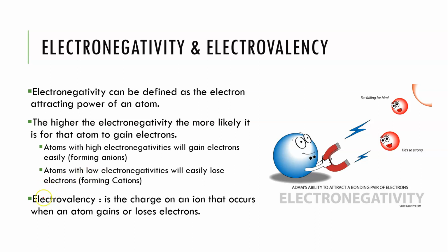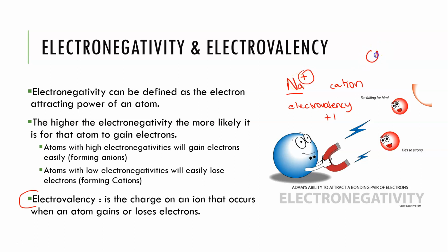When we refer to the term electrovalency in chemistry, we are referring to the charge on the ion that occurs when an atom loses or gains electrons. So if we go back to that example where we said that sodium loses an electron to form a cation, the cation of sodium here will have an electrovalency of +1, which is equal to the charge that we see on that ion.